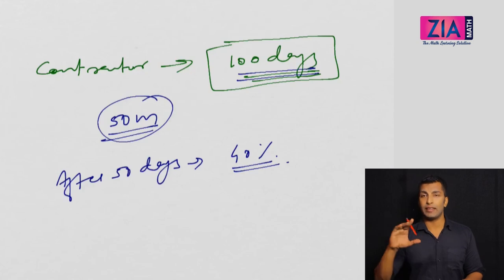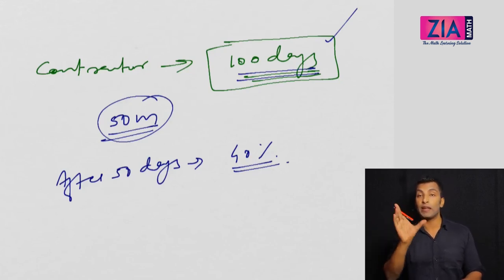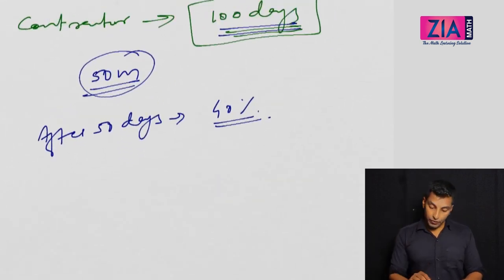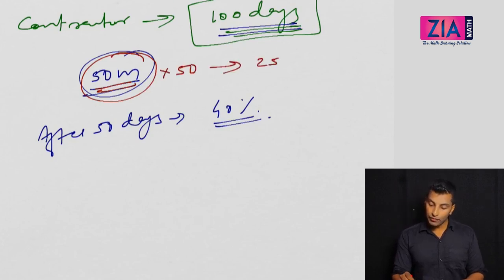So the question can be anything. Now you need to add more men, then only can you complete in 100 days. With this many men you cannot complete, right? So how many more men do you need to complete the work in 100 days? Okay, so what do you need to do here? See, 50 men working for 50 days. How many man days? 50 men into 50 days, so 2500 man days.